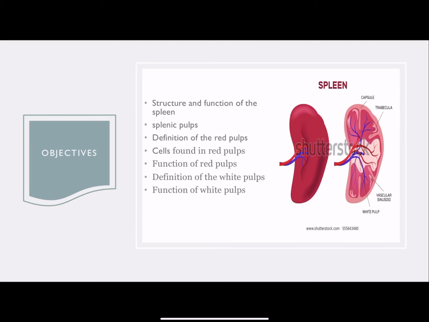So these are the objectives of the presentation. First, I'm going to talk about the structure and function of the spleen. Second, I'm going to talk about the types of the splenic pulp, the definition of the red pulp, cells found in the red pulp, function of the red pulp, definition of the white pulp, and finally the function of the white pulp.